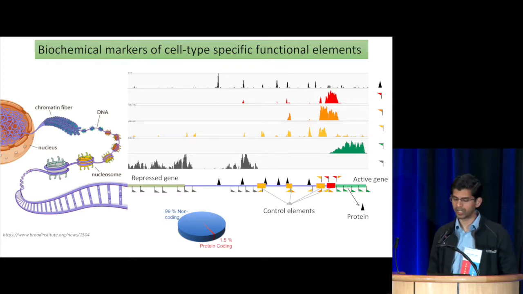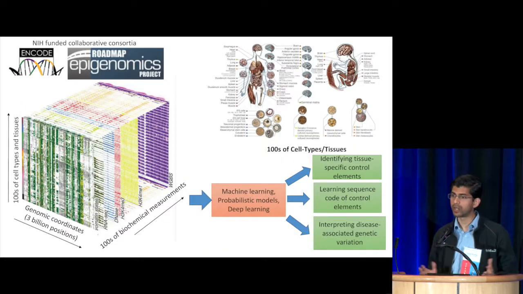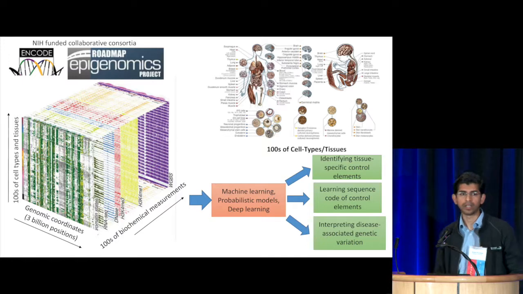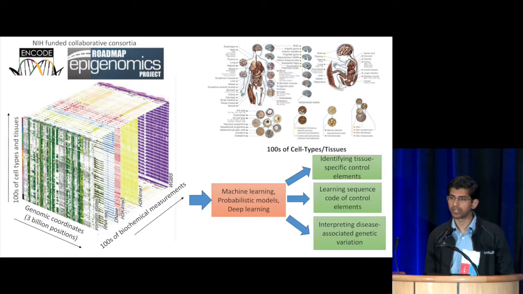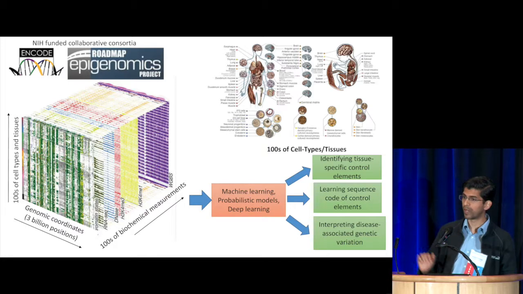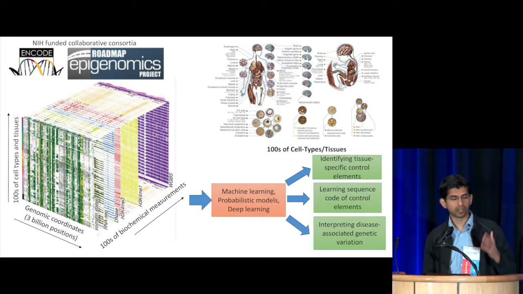So using this strategy, the NIH funded 2 large projects, and they allowed us to essentially perform these kinds of genome-wide profiling experiments in hundreds of different cell types and tissues. Okay? So what you end up getting is this giant data cube, where one of the axes corresponds to 3 billion genomic positions, the other axis corresponds to hundreds of biochemical measurements, and the third axis corresponds to hundreds of cell types and tissues. So now we are in a data problem, right?